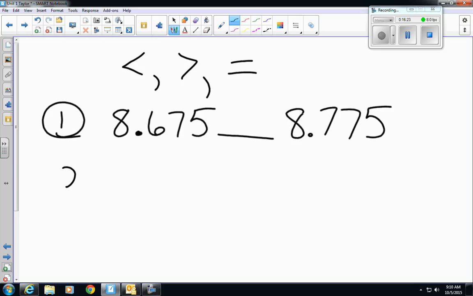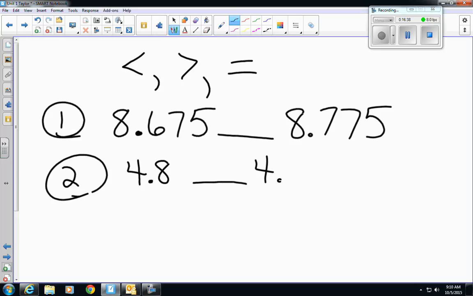I'm going to do 2 at a time. Okay, 2 at a time. 8 and 675 thousandths. Is it less than, greater than, or equal to 8 and 775 thousandths? And 4 and 8 tenths, less than, greater than, or equal to 4 and 6. Put them both on your paper. Write them all the way down, too. Don't just throw the signs in.